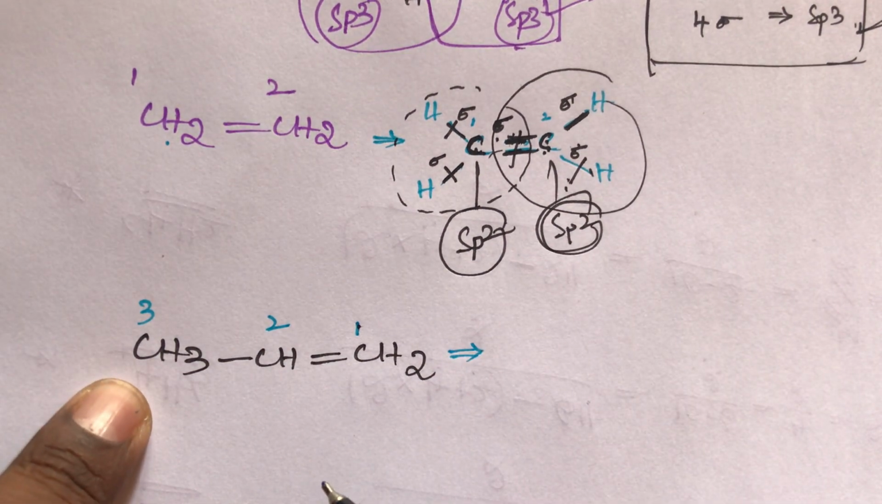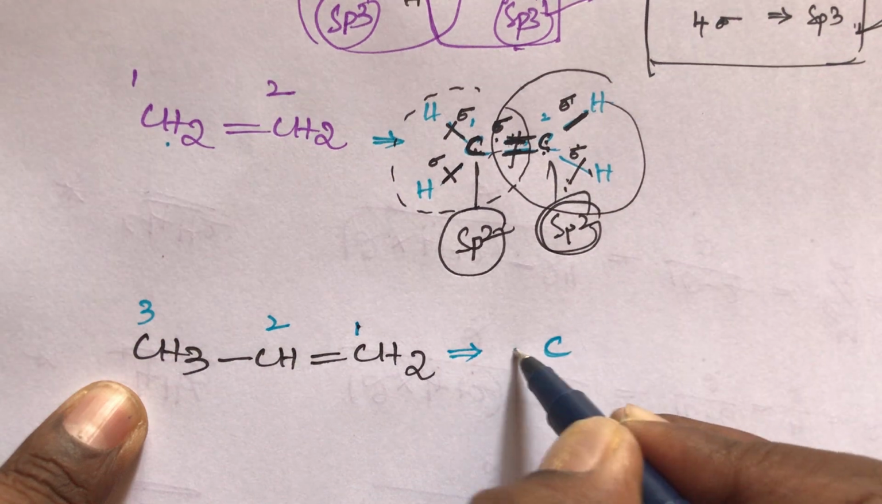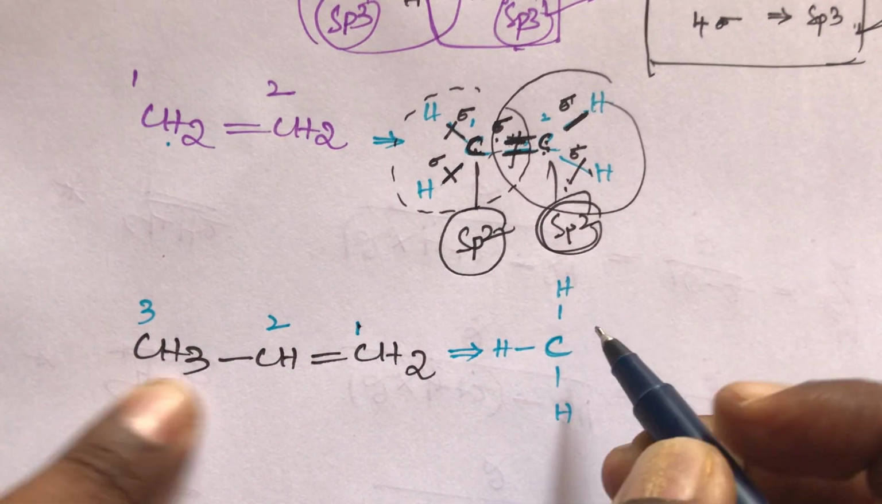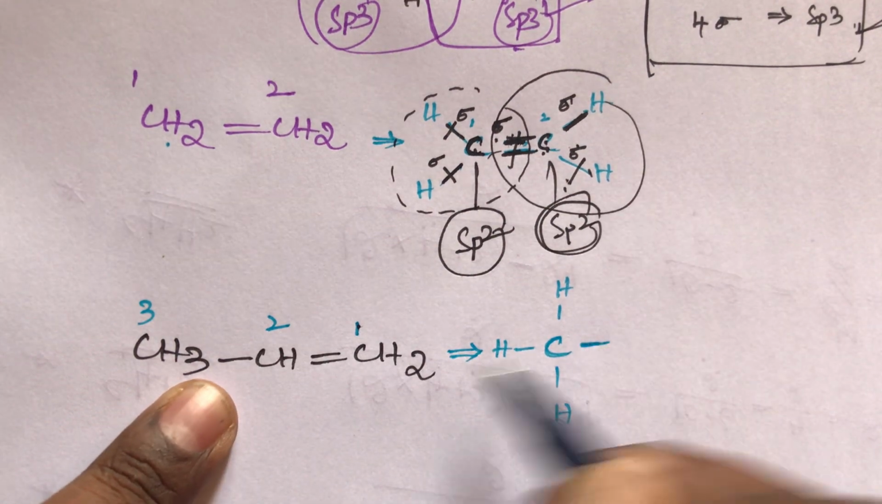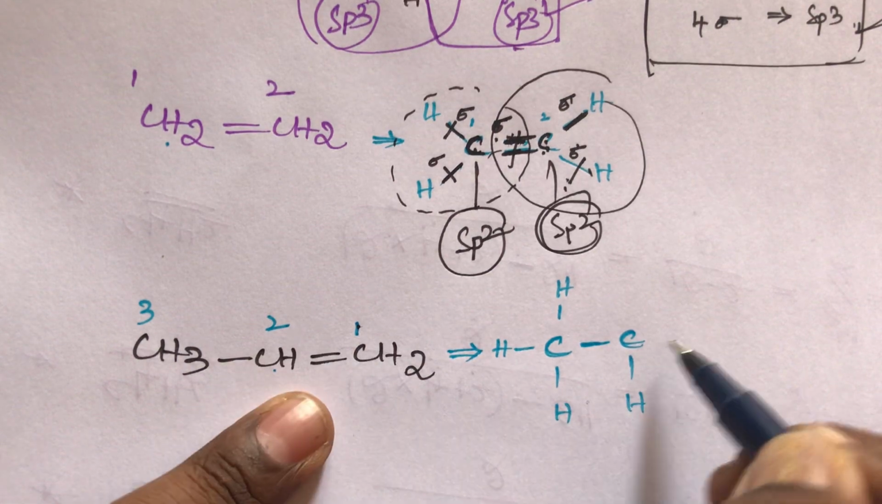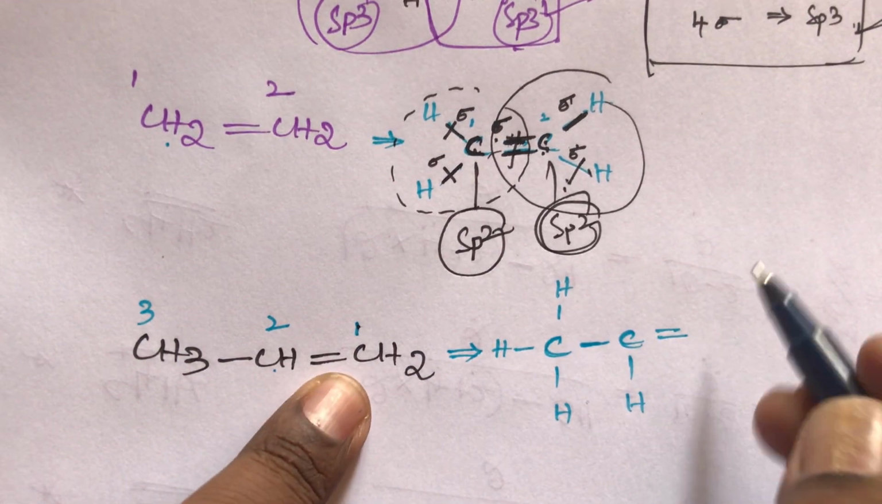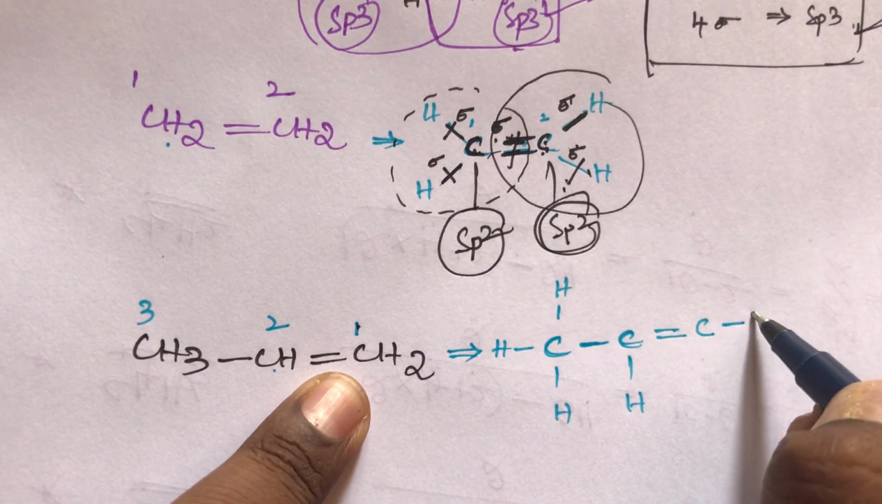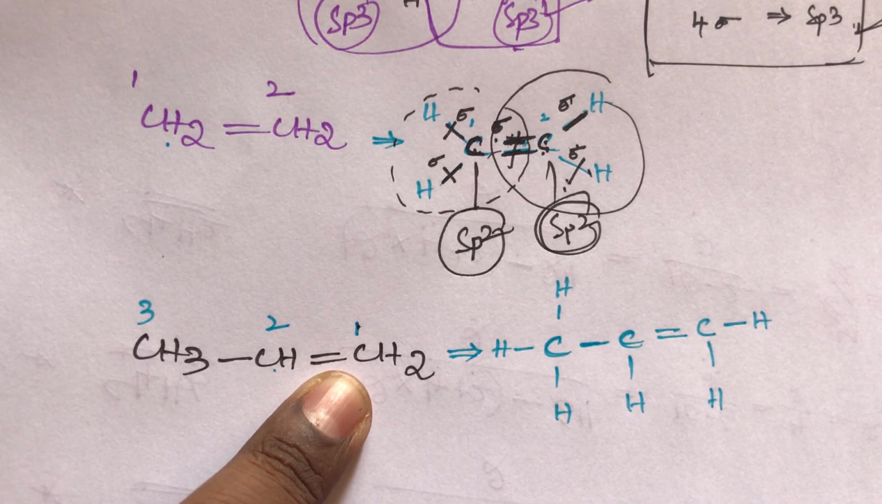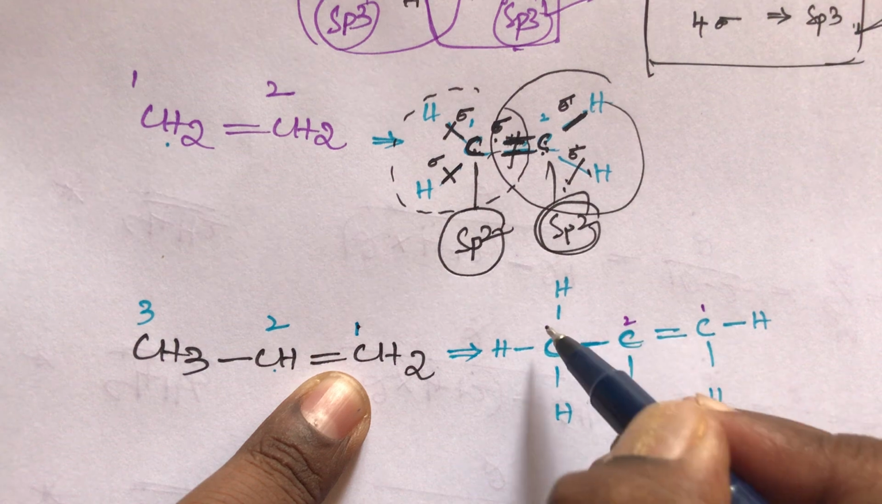This carbon surrounding, how many hydrogens are there, student? This carbon has 3 hydrogens, 1 2 3. Then after that a single bond. And this carbon has only one hydrogen. Then after that a double bond. Then this carbon has 2 hydrogens, one hydrogen here and one hydrogen here. The numbering is already given, student: 1 2 3.